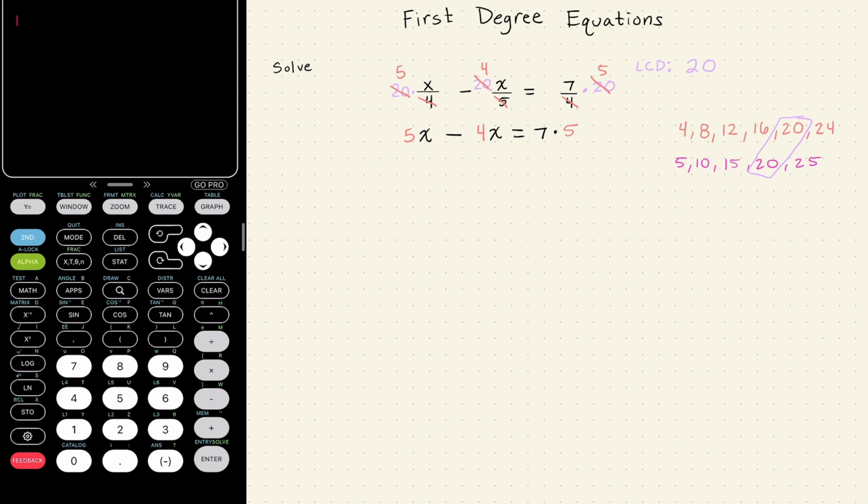Of course, we can always combine like terms. 5x minus 4x is 1x, and that's what we want. And 7 times 5 is 35. So using the LCD to get down to a nicer equation to solve, we figured out that x equals 35.